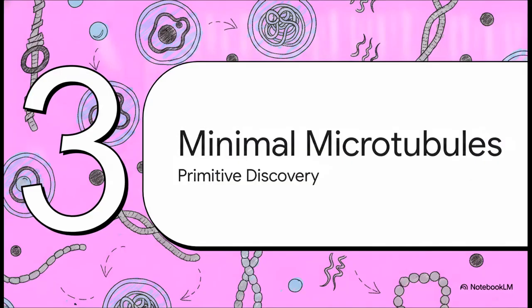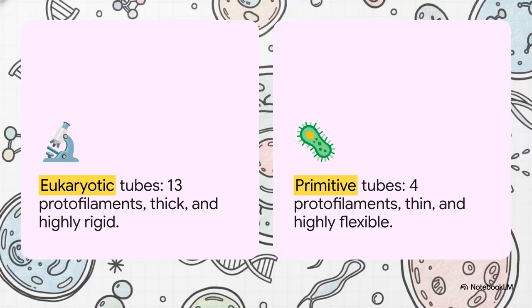Which brings us to Part 3, discovery of primitive minimal microtubules. Because what happened next in those test tubes completely blew the lid off the origin of the cytoskeleton. The contrast here is just incredible. Remember how modern microtubules need that massive, rigid 13 protofilament ring to work in our large cells?